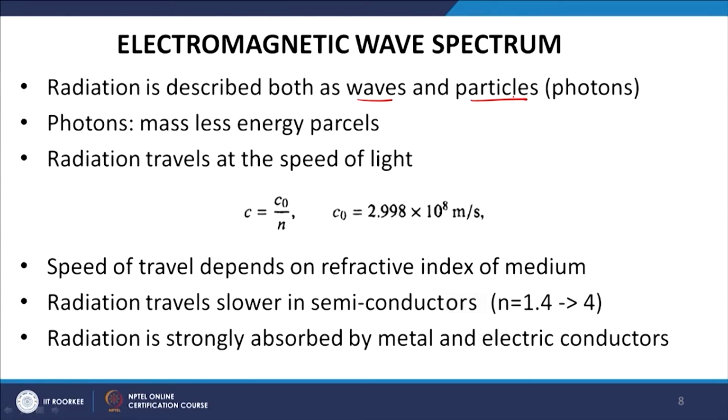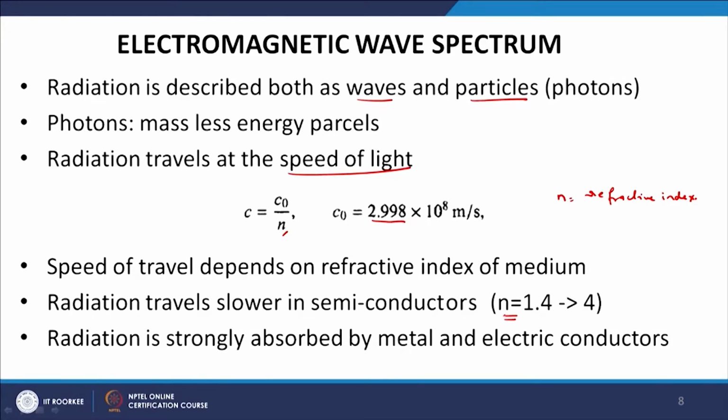Normally, electromagnetic radiation travels with the speed of light. The speed of light is given by 2.998 times 10 to the power 8 meter per second in vacuum, while in a medium with refractive index n it is given by c naught by n, where n is the refractive index of the medium. Now, how fast the electromagnetic radiation travels depends on the refractive index.